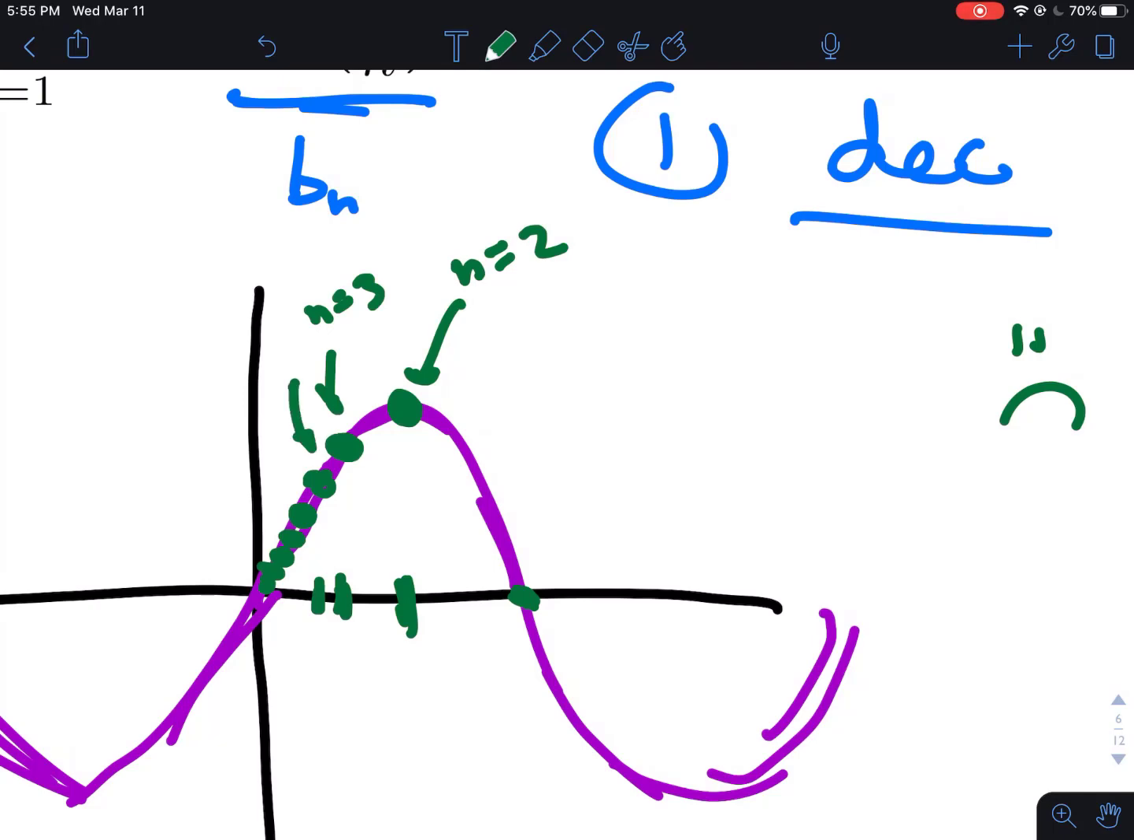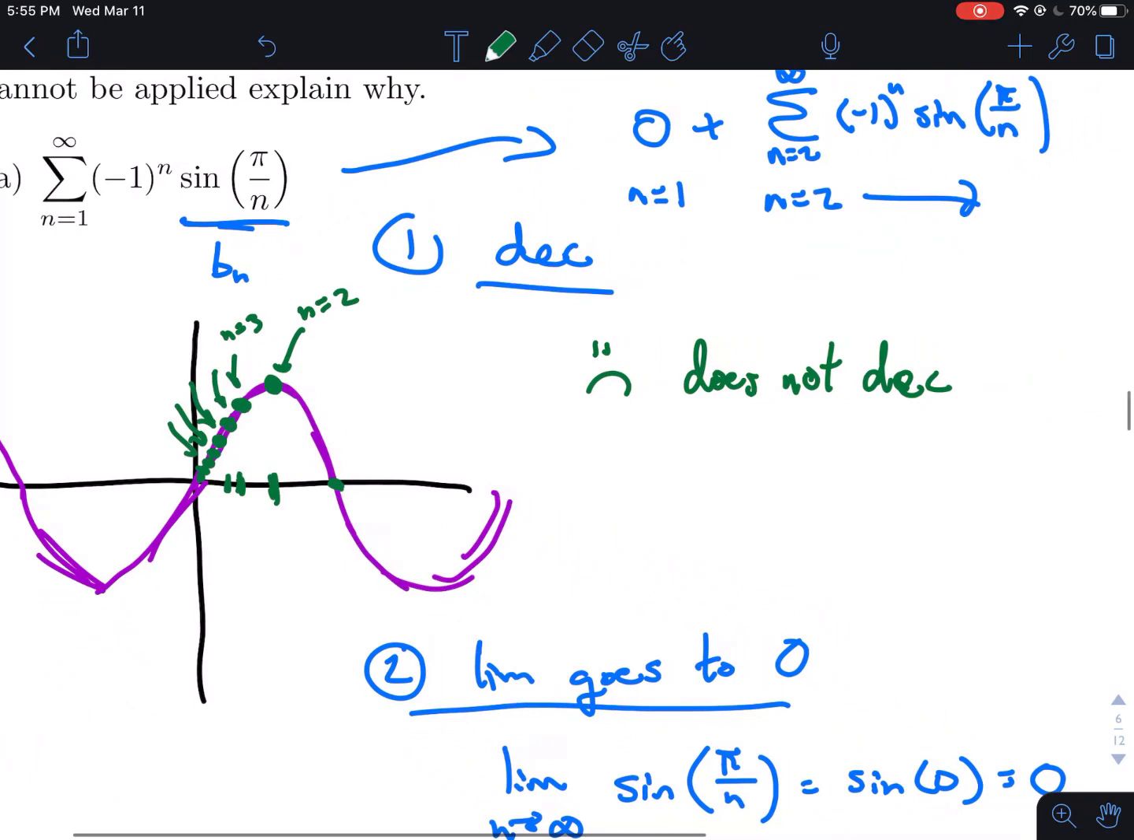And so at each one of these, it does decrease from the one before it. And so starting at n equals 2, it actually works. And so we do get a decreasing function. So at n equals 2 and beyond, it is decreasing.